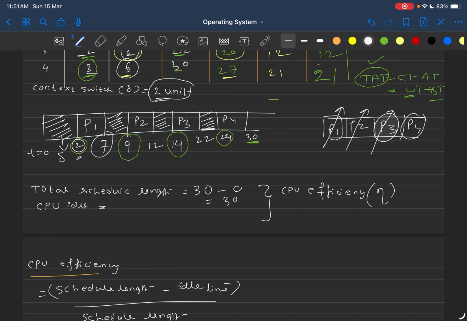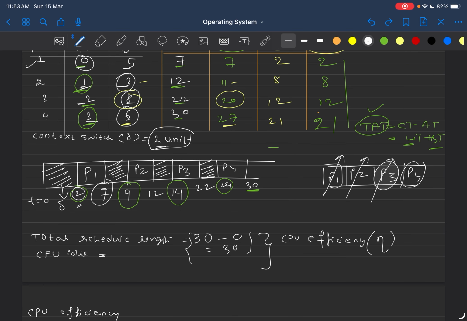So how much time is your CPU idle during these 30 units of time? Your schedule starts at time t equal to 0, because your first process is arriving at 0, and it goes up to time t equal to 30. During this duration, what is the time your CPU was idle? In this example, your CPU was never idle, even though you may feel that at these times it was.